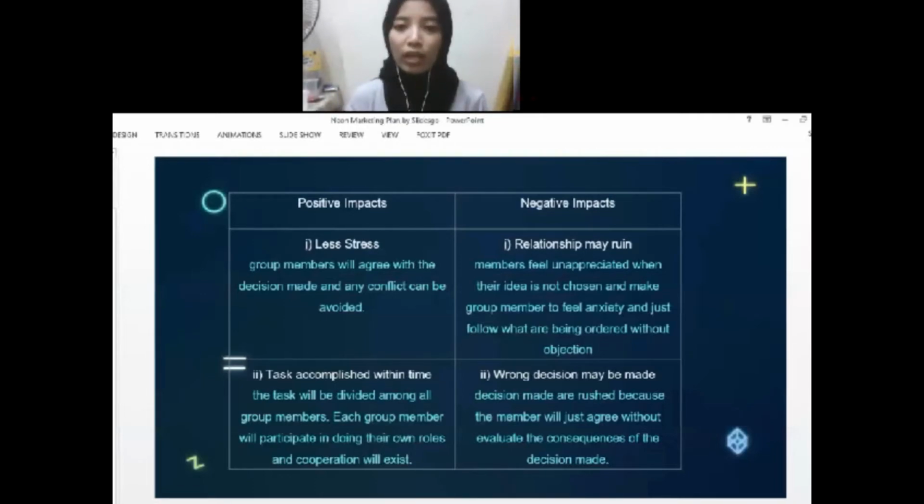On the other hand, it also gives negative impacts where relationships may be ruined because they may feel unappreciated because their idea might not be chosen. And last but not least, a wrong decision may be made because the members will just agree without evaluating the consequences of the decision.